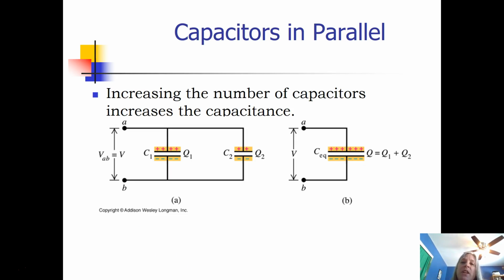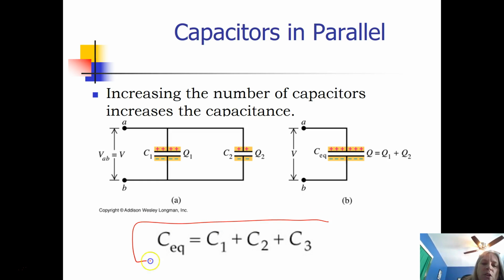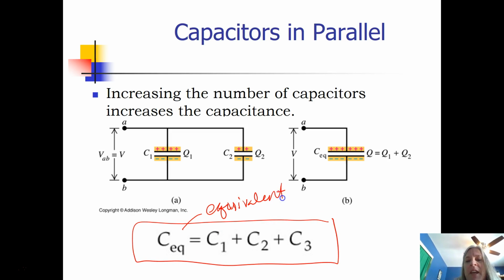So when I put capacitors in parallel like this, and I can feed electrons to each capacitor individually, I increase the total capacitance. It's like I took these capacitors and I just stuck them together, so the area increased. So we say that the total or equivalent capacitance, that's what EQ is, the equivalent capacitance, is the sum of each of the individual capacitors. So the more capacitance I want in my circuit, the more capacitors I add.